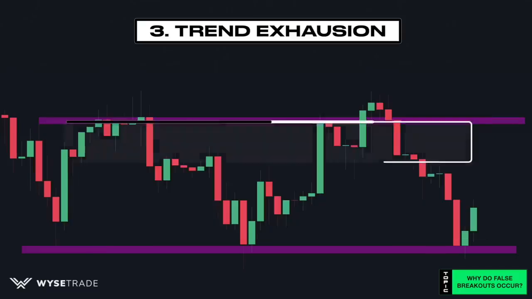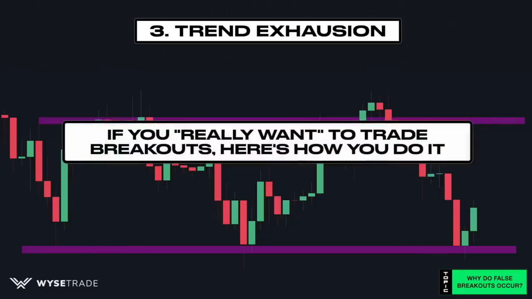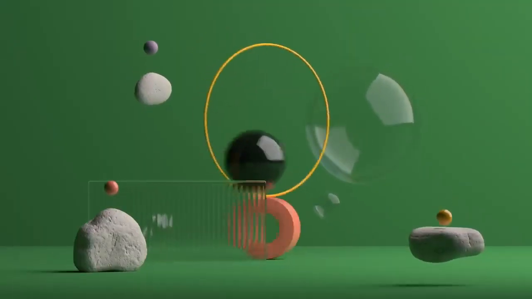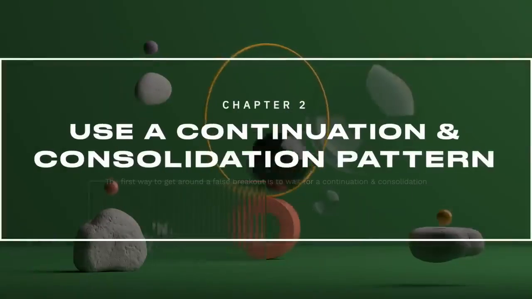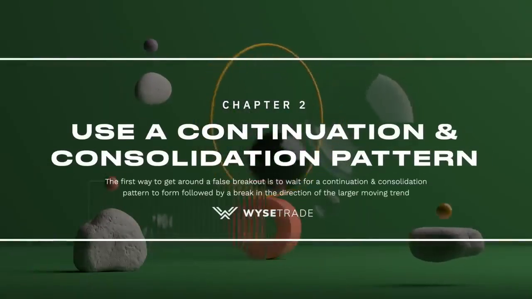So now, let's say you really want to trade with breakout momentum, but you don't want to get caught in a false breakout. There are two ways to help you get around this problem. The first way to get around a false breakout is to wait for a continuation pattern to form.